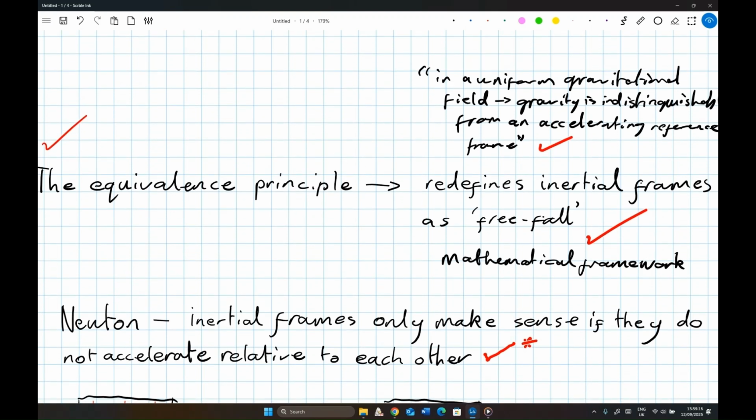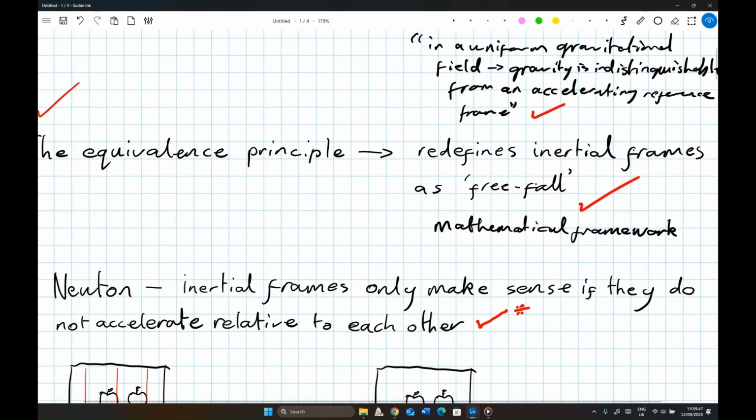But we would all agree that this is true, that an inertial frame, a coordinate system that you're using as a standard to measure acceleration, only makes sense if it does not accelerate relative to another coordinate system that is inertial, because you're using those coordinate systems to measure acceleration. So if they both accelerate relative to each other, then you would lose any sort of sense of measuring accelerated frames versus inertial frames.